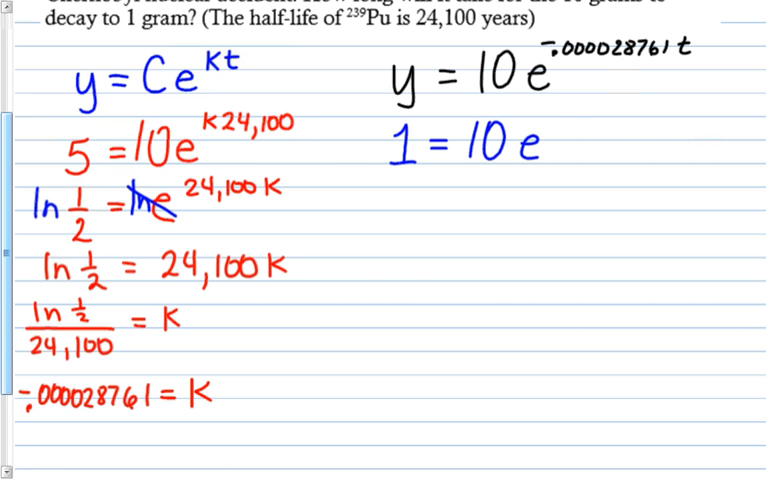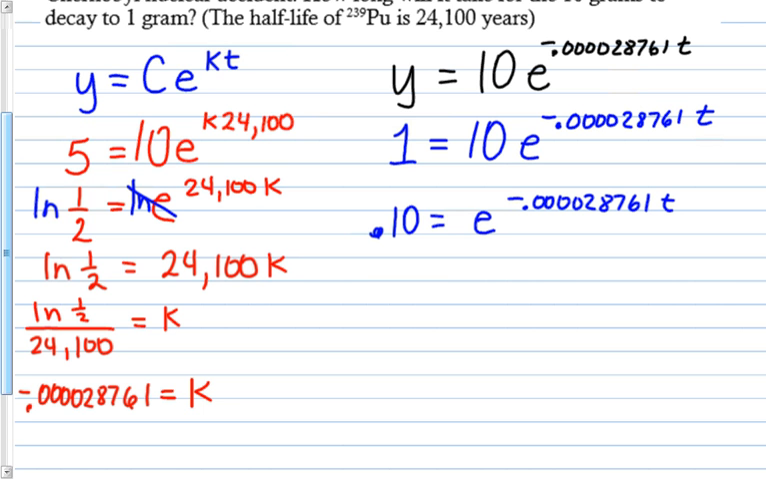So 10 e to the power of this horrible little k value. So my job is to figure out what t is. So divide both sides by 10. So I get 0.1 equals e to the negative 0.000028761 power times t. Got to get rid of the e, and I'm going to do that by introducing ln.